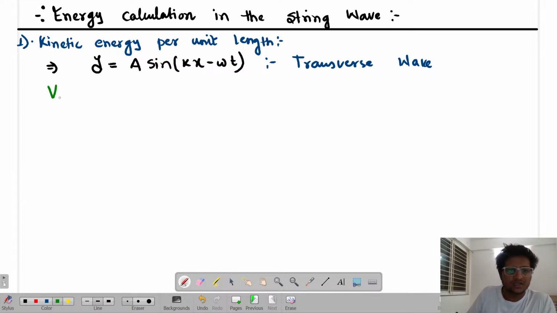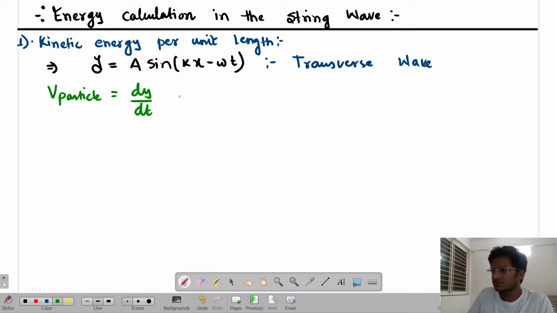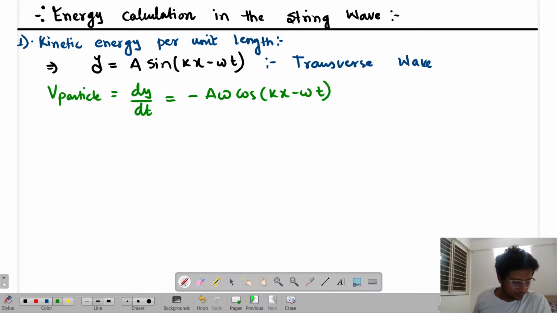So if I want to define the particle's velocity, then that is equal to dy/dt, correct? So the particle's velocity will become −Aω cos(kx − ωt). This is what it will be, right? Now I want to find the kinetic energy.